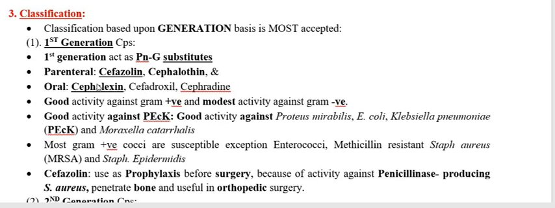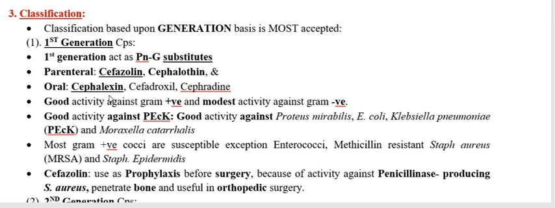What is the important point about cephalexin in veterinary use? This powder also comes for veterinary purposes, for therapy in poultry, and it is also used as an intrauterine antibacterial agent. So cephalexin is very important.